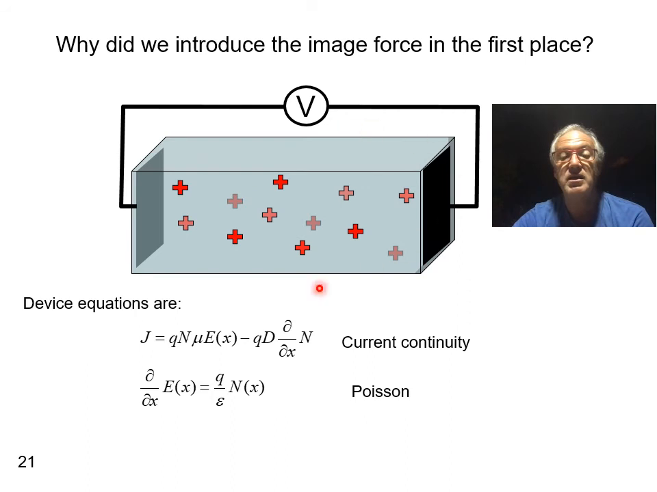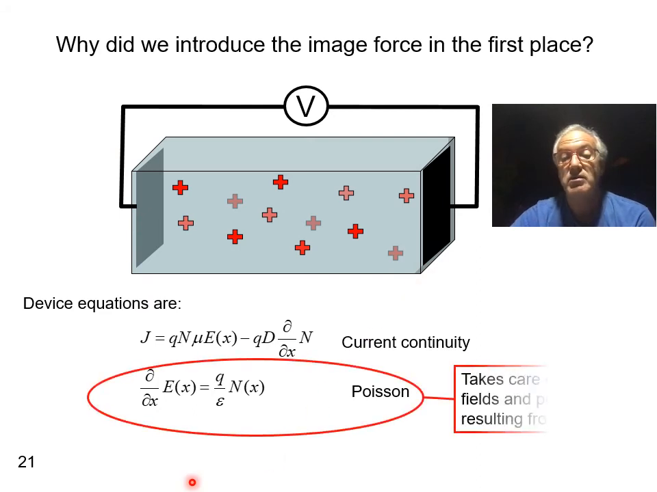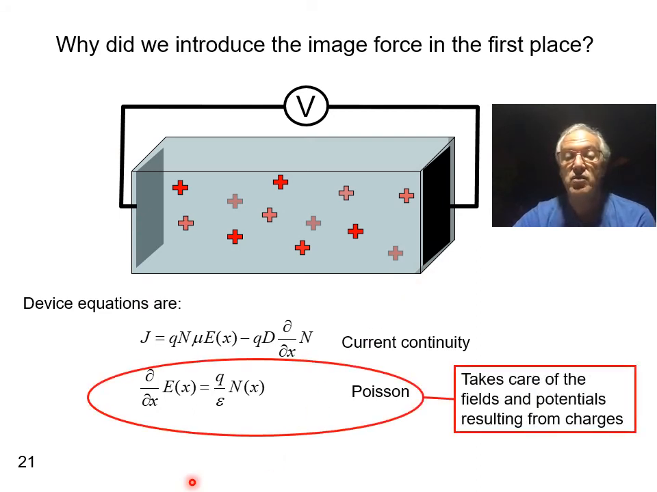So this is like the semiconductor. We have two contacts. We have the continuity equation. We have the Poisson equation. And we know the Poisson equation is taking care of all the charges and the potential that's being generated due to the charges, and takes into account the boundary condition on both sides. So why do we need something extra? What's wrong with this that we need to make corrections?